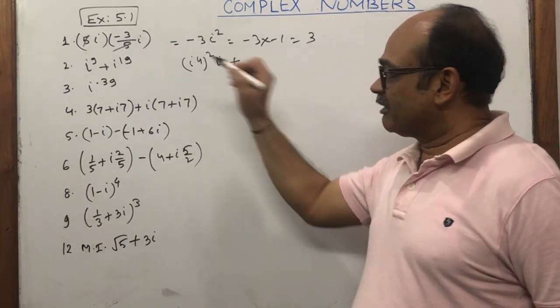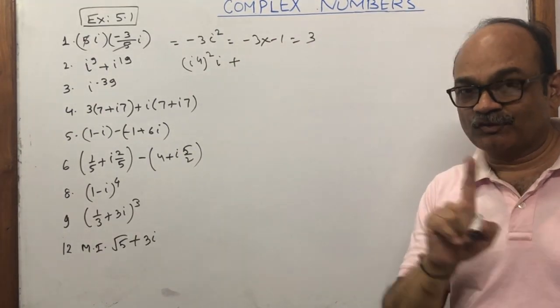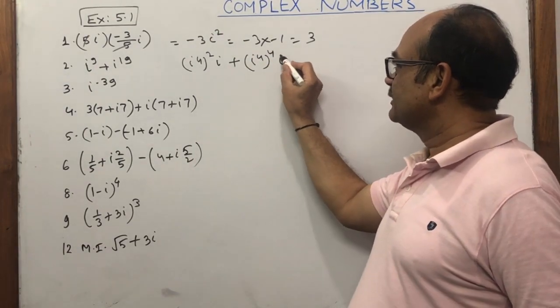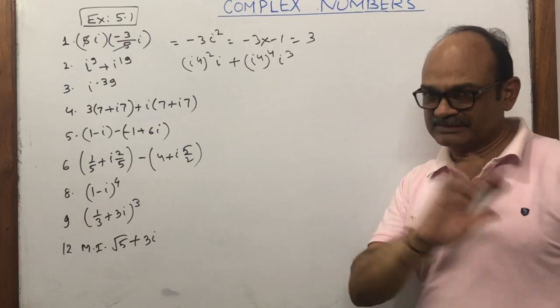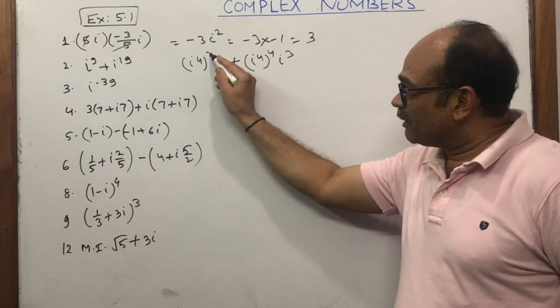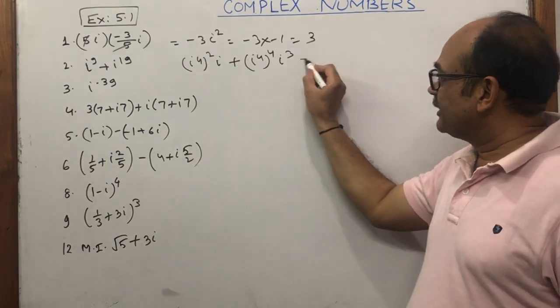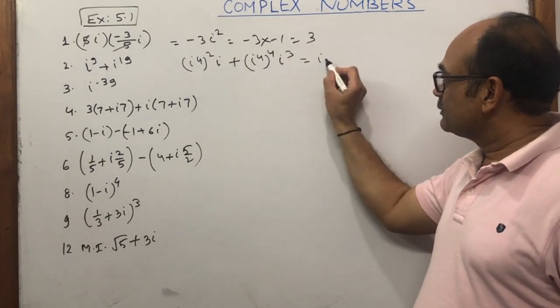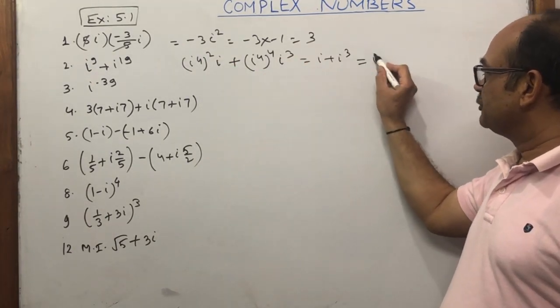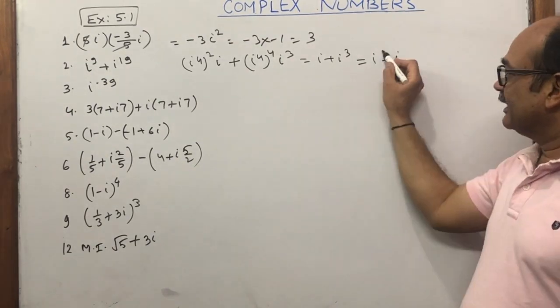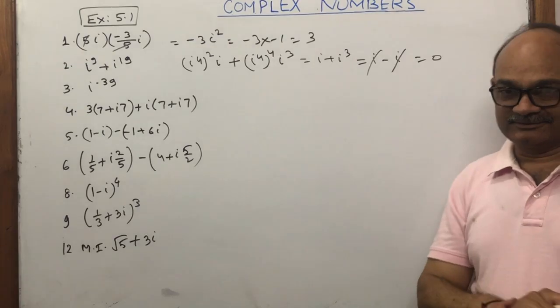Similarly, 19 divided by 4: 4, 4, 16. So we can write iota to the power 4, 16, and iota cube separately. Simple. Iota to the power 4 is 1, so any power of it becomes 1 and only iota cube remains. But you know iota cube is what? Minus iota. Hence the answer is 0.